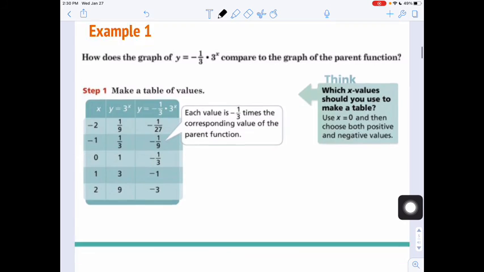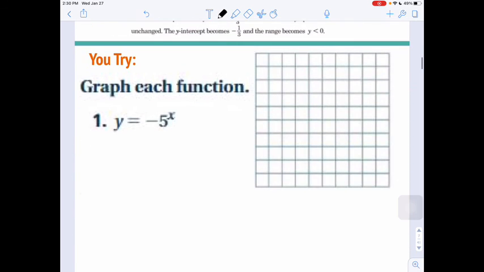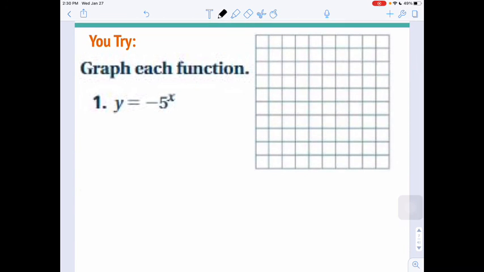The work for this problem is written out on the next two slides. And now I would like you to try number 1, graph the function y equals negative 5 to the x power.